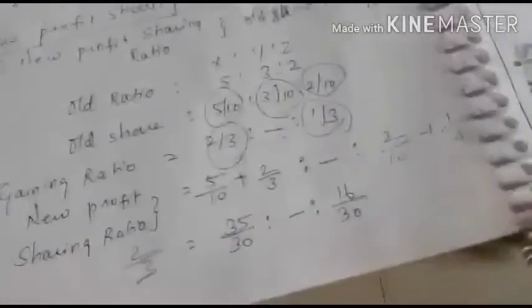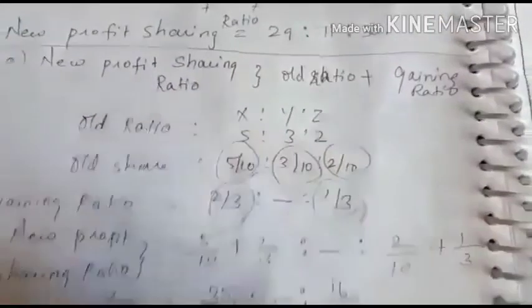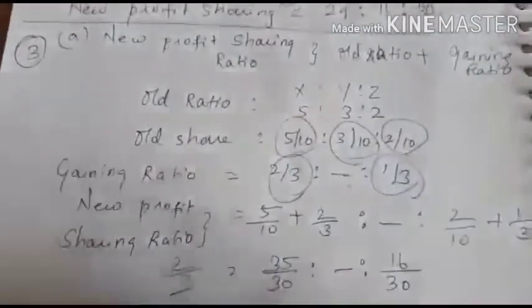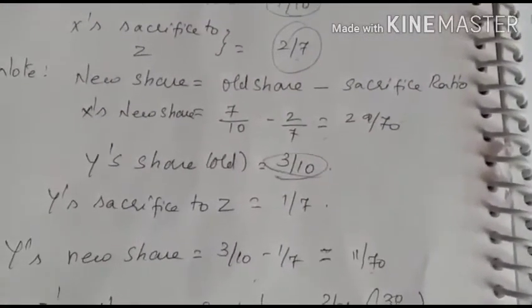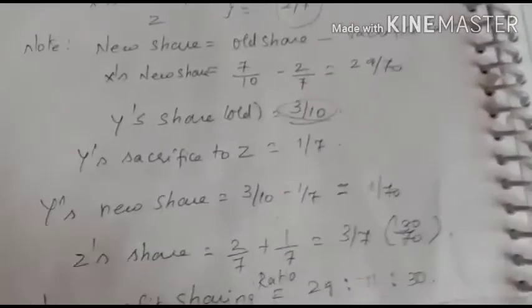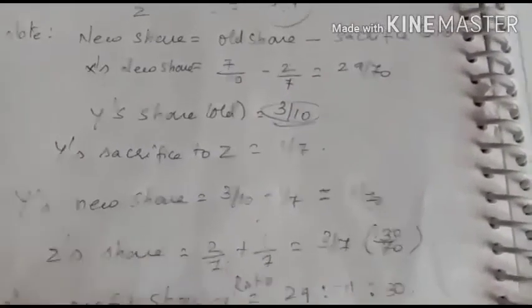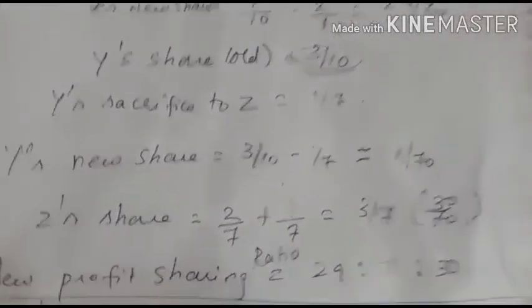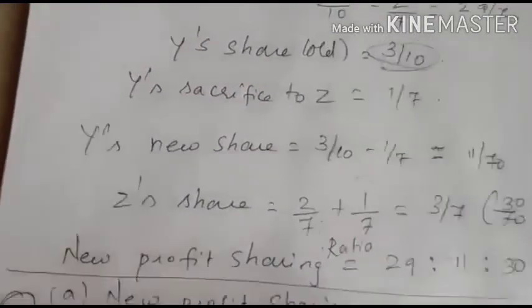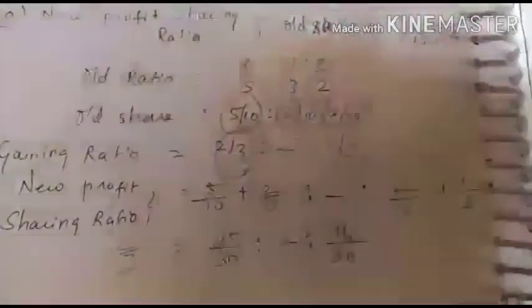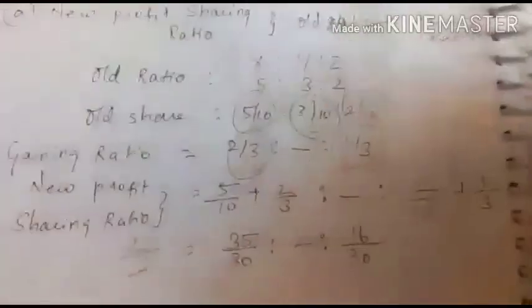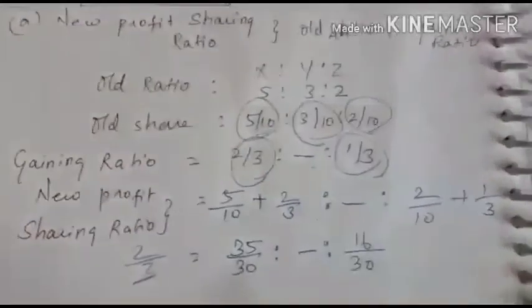Today we are going to see the next sum. When a partner retires, what will be the sharing ratio of the remaining partners? In the previous sum, we saw the share given to the new partner when he is admitted, and the profit sharing ratio when a partner is admitted. Today we are going to see what the new sharing ratio will be when a partner retires. If there is any gaining ratio, what will the gaining ratio be?